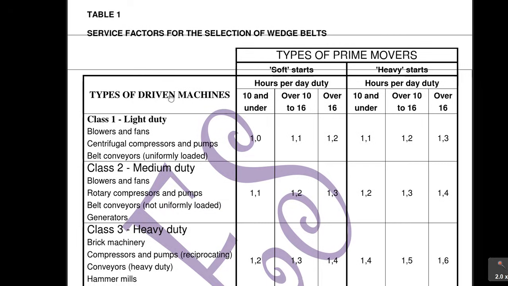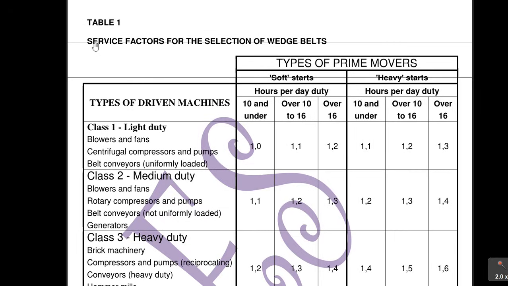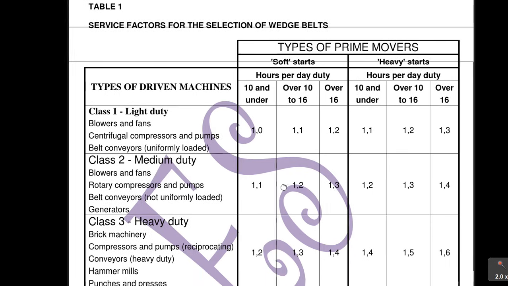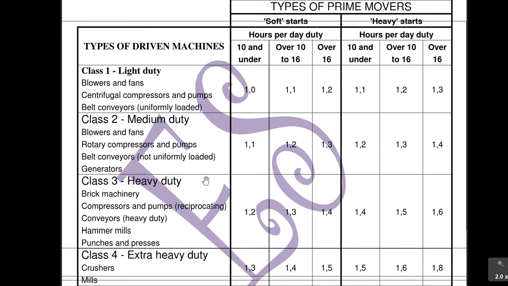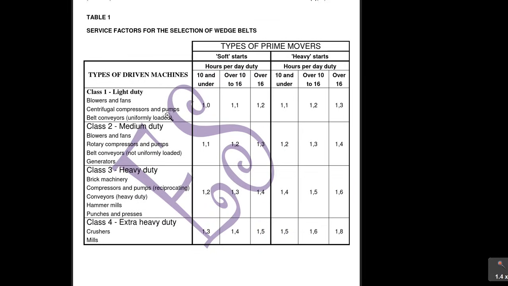The next part of the information is this particular table. It's called table 1. It is the service factor for the selection of wedge belts, and I'm going to show you how you can use this particular table. It is also an important table for you to understand.